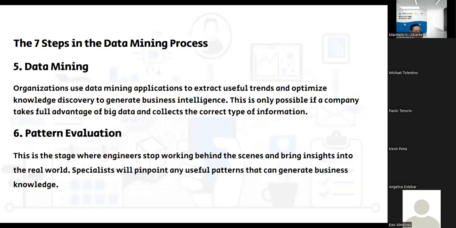The fifth step is data mining. Organizations use data mining applications to extract useful trends and optimize knowledge discovery to generate business intelligence. This is only possible if a company takes full advantage of big data and collects the correct type of information. Engineers apply intelligent patterns to the available data before they extract it. They then represent all information as models. Specialists use clustering, classifications, or other modeling techniques to ensure accuracy.